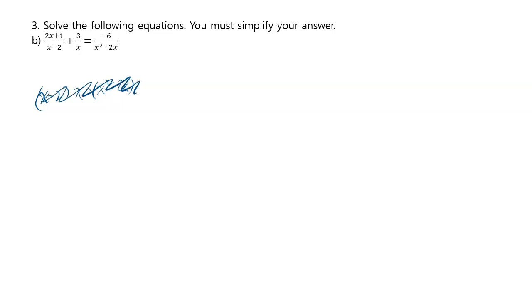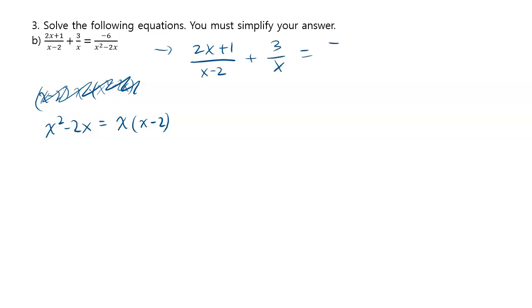You shouldn't do this. Instead, what you want to do is see that x squared minus 2x can be factored by an x, right? If you factor an x out, that's x minus 2 times x. And that's nice because if you write it like 2x plus 1 over x minus 2 plus 3 over x equals negative 6 over x times x minus 2. We just figured out that this denominator is this.